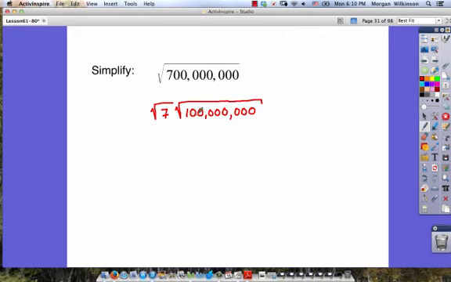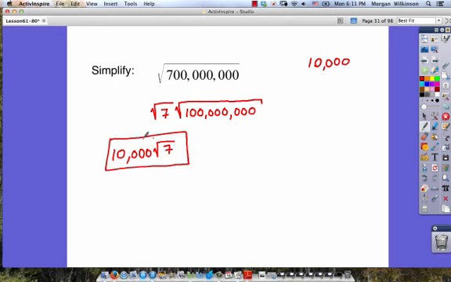Now the square root of 100 million, if you look at this, we've got 1, 2, 3, 4, 5, 6, 7, 8 zeros. So the square root of that must have exactly half as many zeros. It must have 4 zeros. So a 1 followed by 4 zeros, 1, 2, 3, and 4, that must be the number 10,000. So our answer is 10,000 times the square root of 7. We've got our final answer. We could box it. That's all that we have to do for this type of problem where we're simplifying really big numbers.